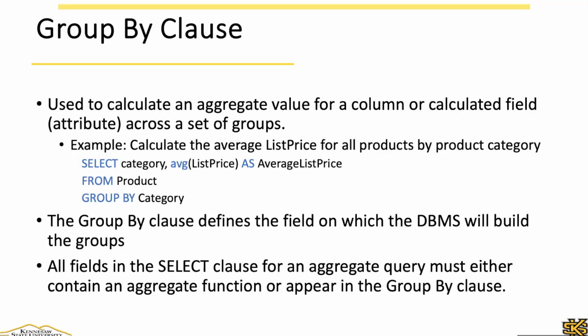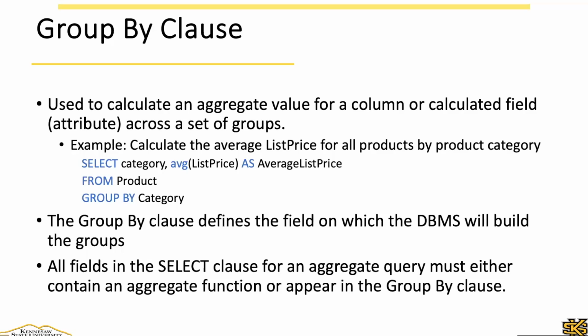The group by clause defines the fields or attributes on which the DBMS will build the groups. As mentioned earlier, the field used in the group by clause should be categorical. It cannot be numerical. For instance, if the field is age stored as an integer, it won't work properly because each integer value would become its own group.